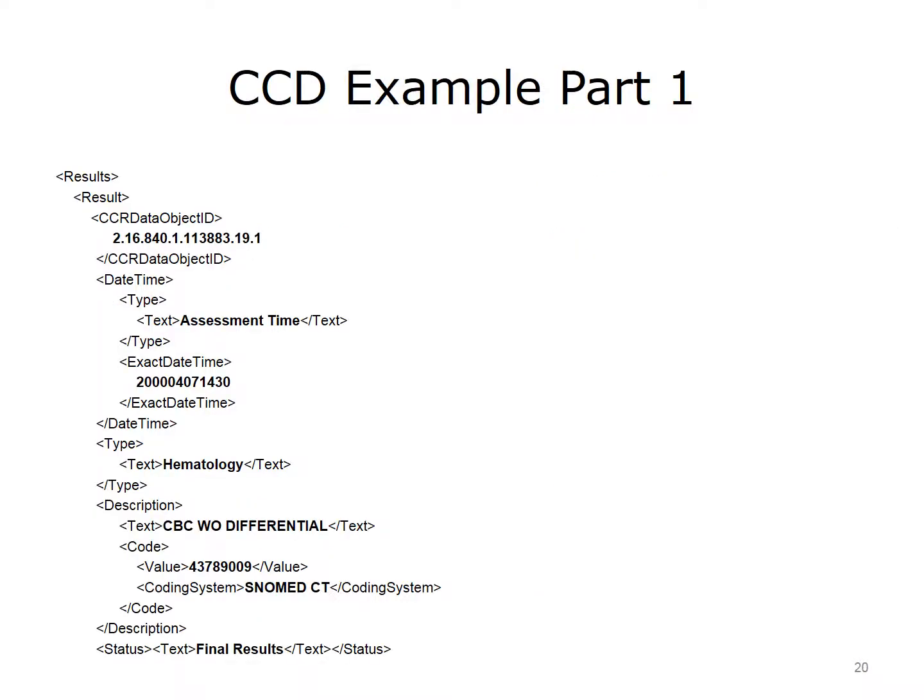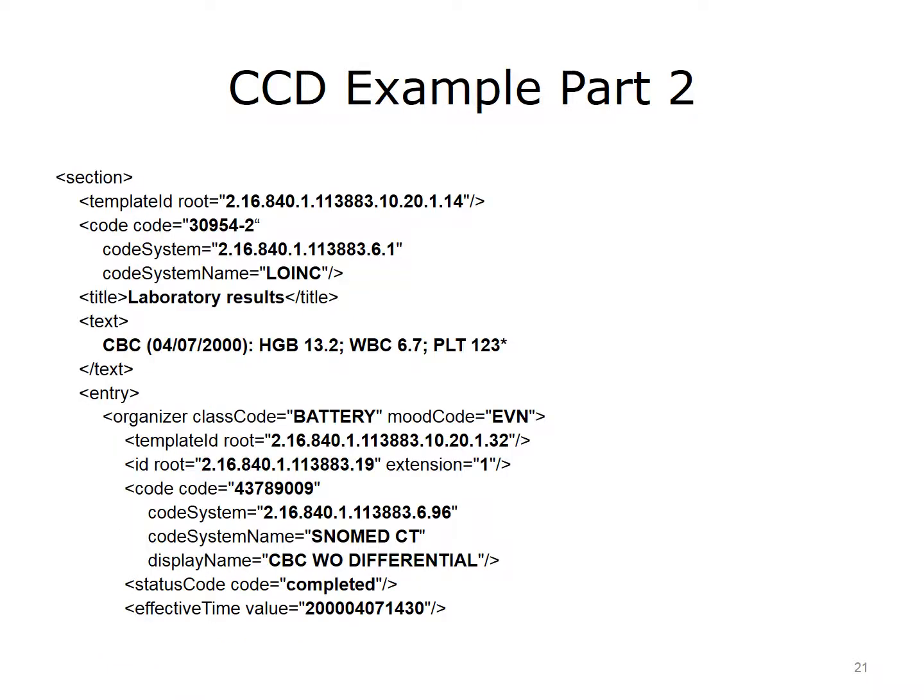Slide 20. This slide shows a sample CCD. The section shown is the results section and provides the result for a hematology test. In this example, both LOINC codes and SNOMED CT codes are used. The date and time of the test are included as part of the result section. Slide 21. Another sample of a CCD section continues. This section provides laboratory results for a battery.